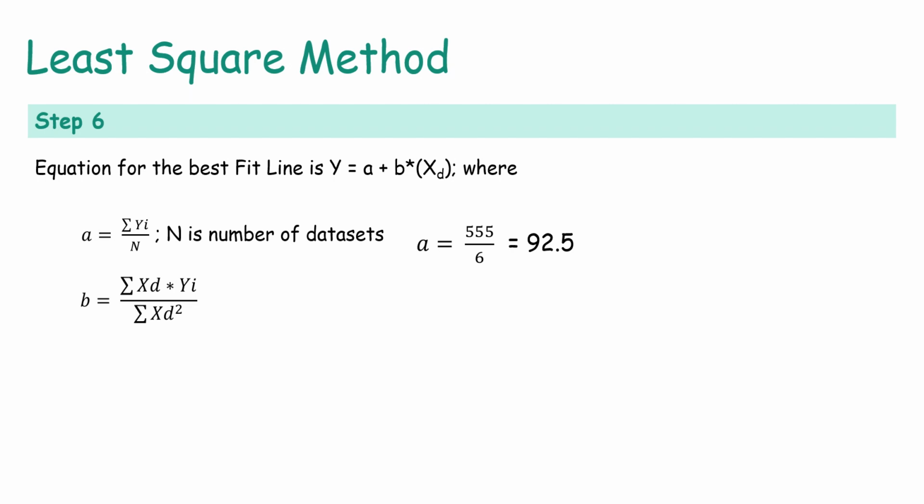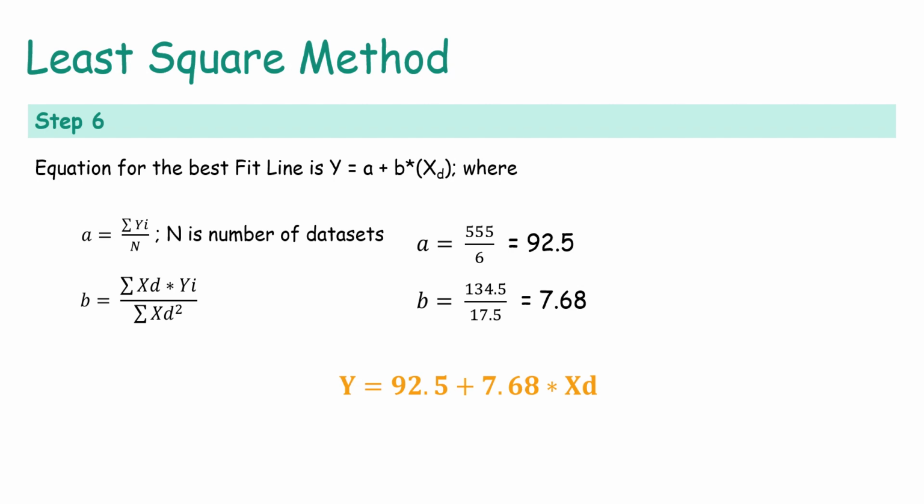So let's see what we do with A. A is 555 by 6, which is 92.5. Then you have B, xd into yi computed at 134.5 divided by 17.5, which is 7.68. Now just put them in the equation. There you go. So you have y is equal to 92.5 plus 7.68 into xd. So your first objective is done, right? You have found the equation, and this equation represents the line, or represents the past data in a more accurate way, or this is the line which will give you the least square of errors.